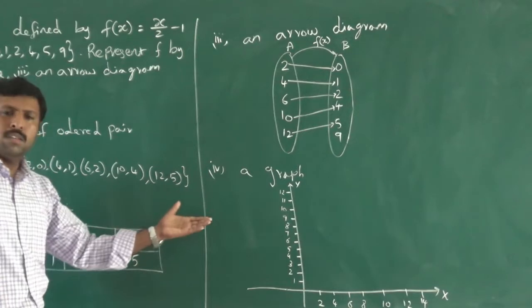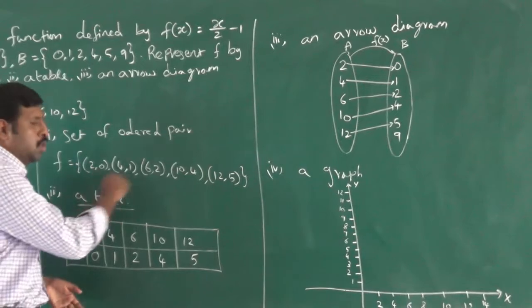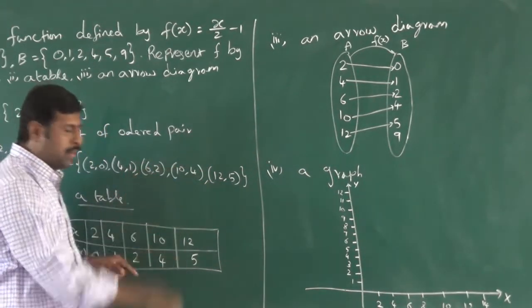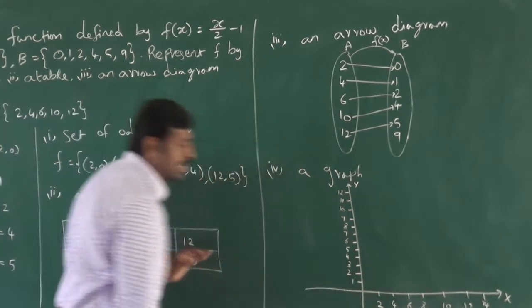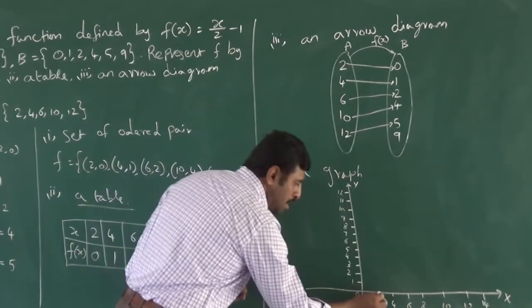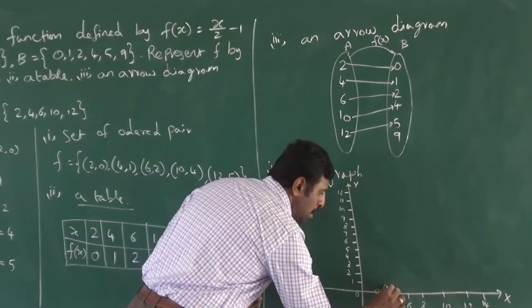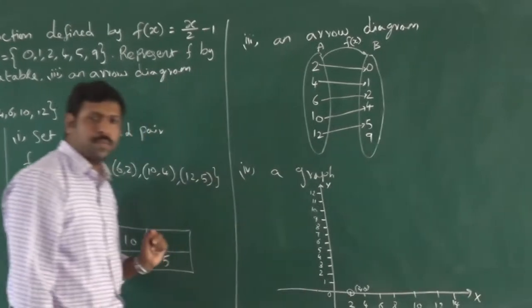Now we want to plot the points, which means here we have the set of ordered pairs, right? Now take this set of ordered pairs to plot the points. 2 is mapping with 0, right? The x-axis is 2, y-axis 0. This is the origin, right? X-axis 2, y-axis 0 means the point lies on the x-axis. This is the point 2, 0.